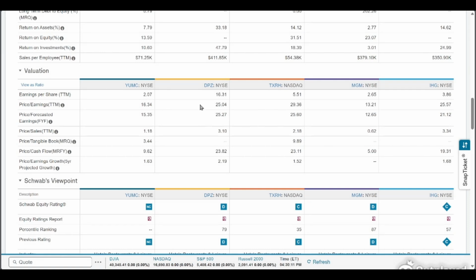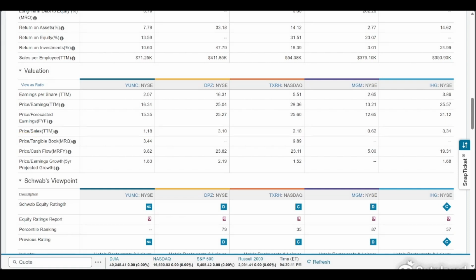It's below most of its competitors that Schwab listed, and so this is a good thing. This means that the company has relatively better earnings. And if we look at the forecasted price to earnings, we can see that it's lower than the price to earnings now, and that's a good thing. That means earnings are expected to grow. Next up is price to sales, which is 1.18.